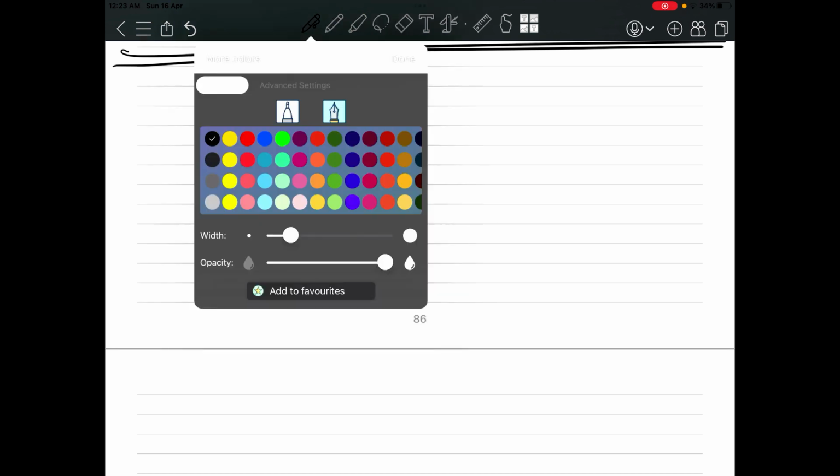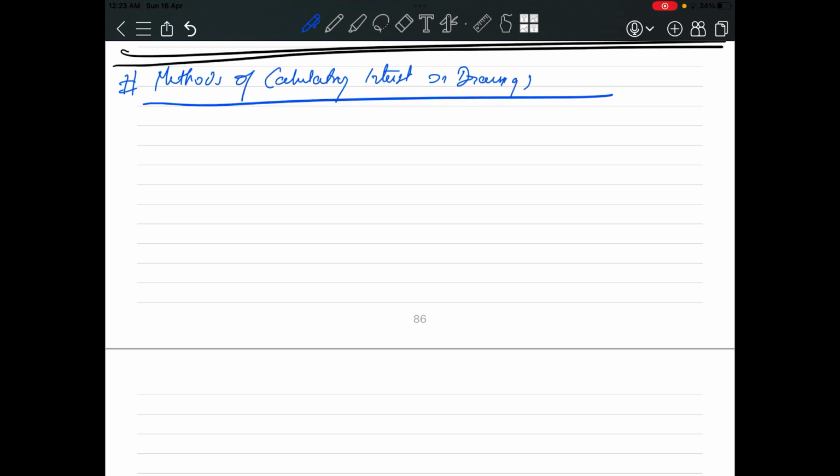So we'll calculate the methods of calculating interest on drawings. I don't think I should repeat the meaning of interest on drawings, so we will directly jump into the methods of calculating interest on drawings. It's very easy and very simple. Basically you can refer to page 21 of your textbook.